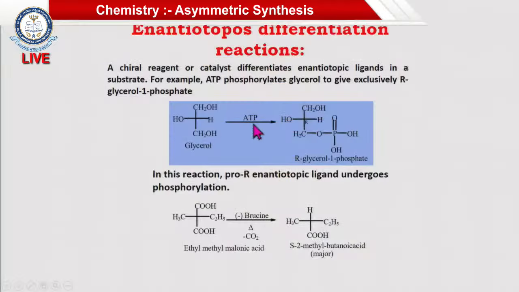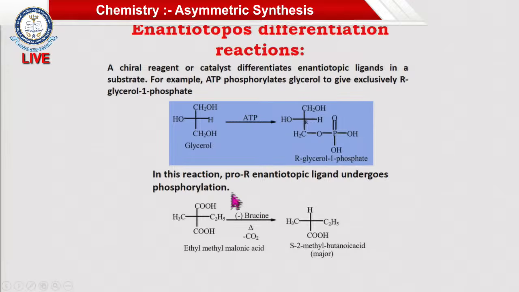Here we will see one example, where glycerol is reacted with ATP, adenosine triphosphate, the reagent. In the phosphorylation reaction, among the R and S configurations, ATP phosphorylates only the R configuration. That means it exclusively chooses the R configuration for phosphorylation. It does not react with the S configuration. So it is selective towards its right reactant.